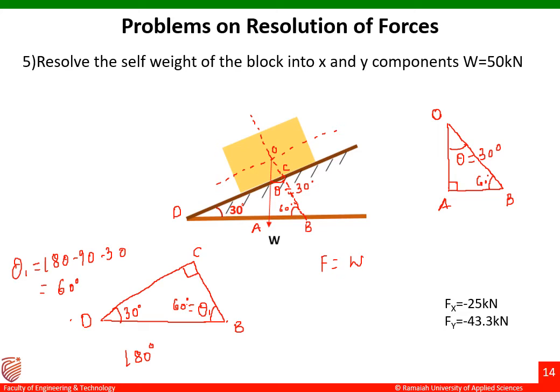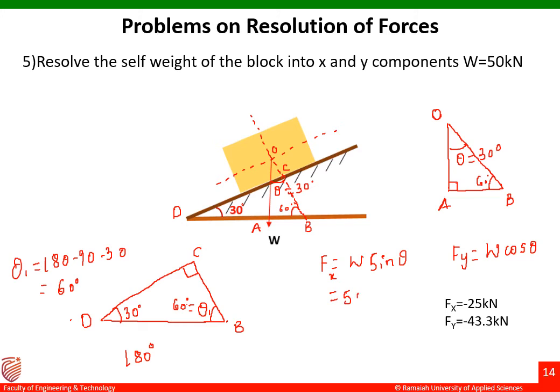Fx equal to W cos theta and then Fy equal to W sin theta only if the angle made by the weight of the block is with respect to the horizontal axis. Now the angle theta is made with respect to the vertical axis. Now the formula will change for x component and y component. The formula would be Fx equal to W sin theta and then Fy is equals to W cos theta.